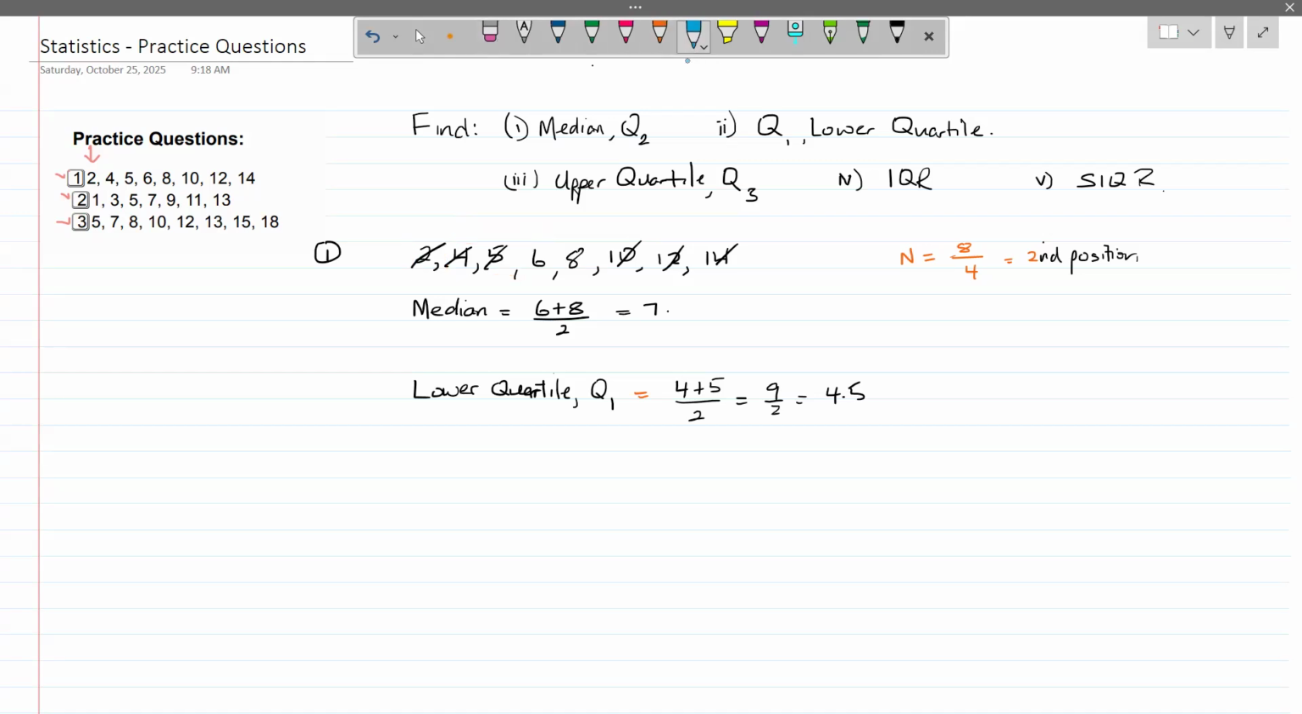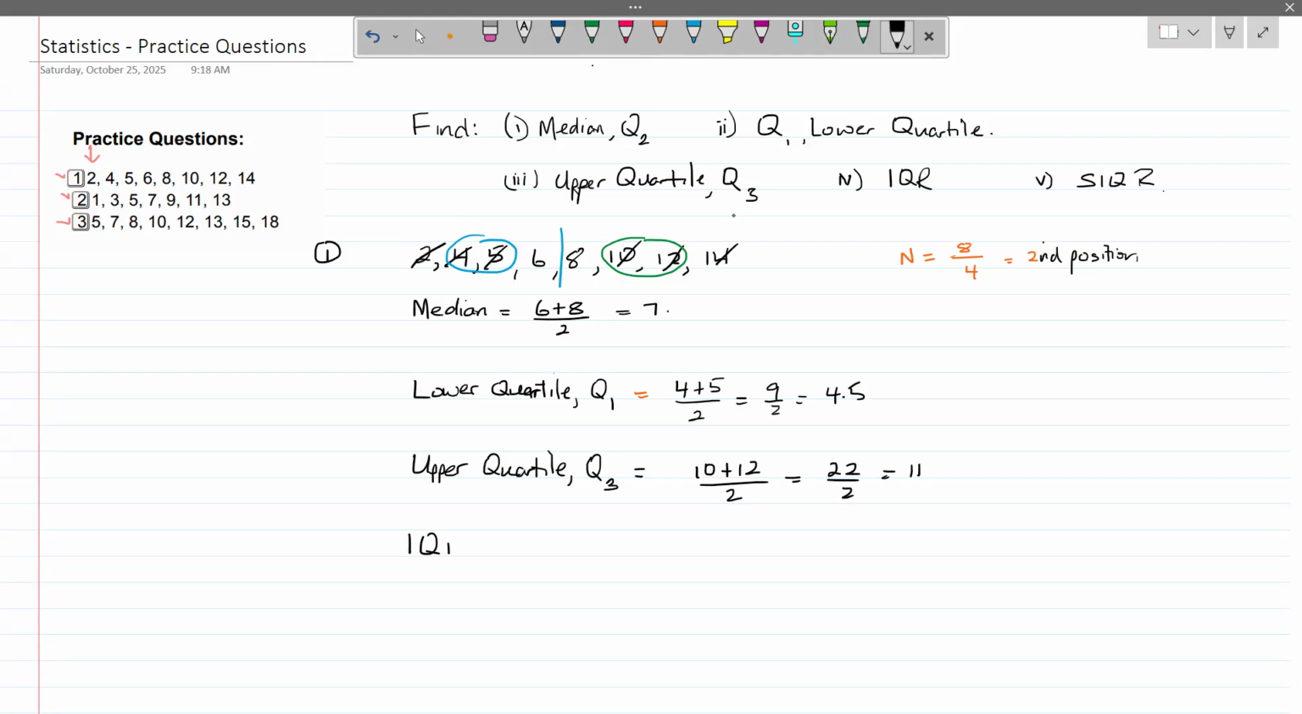Again, it's 8 values in total. This is my middle part, and this is my lower half. So the median of the lower half is where I'm going to get my Q1 value. I add those two numbers together and I get 4.5. Similarly, on this side, this is my upper half, so I get these two in the middle here. My upper quartile Q3 is going to be 10 plus 12 over 2. That's 22 over 2, which is 11.